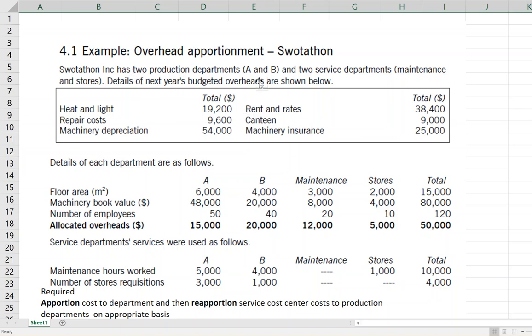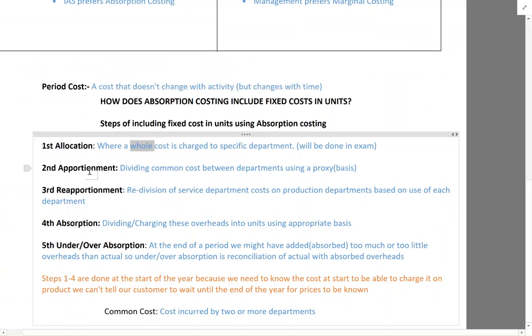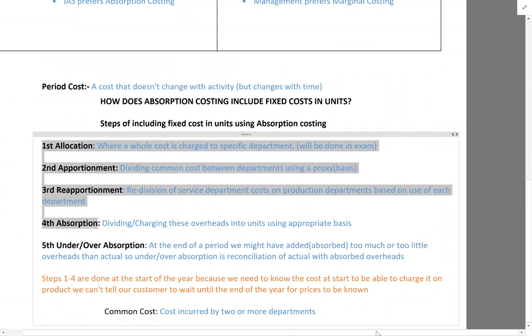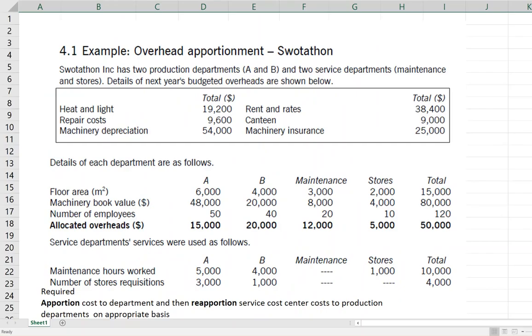Now they said here budgeted overheads. These steps that we do, the allocation, apportionment, reapportionment, absorption, up to this 4th step, all of them are done in advance. We can't tell our customers to wait till the end of the year so that the costs are known, so that we can divide them into units and then we will give them a price. Obviously, they will not accept it. So we need to know the prices in advance.